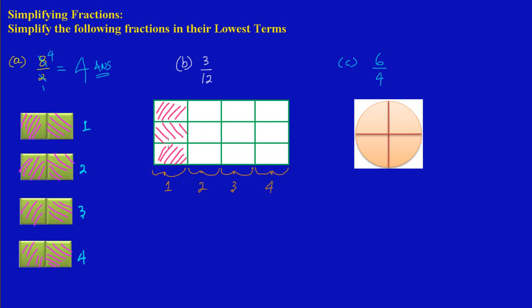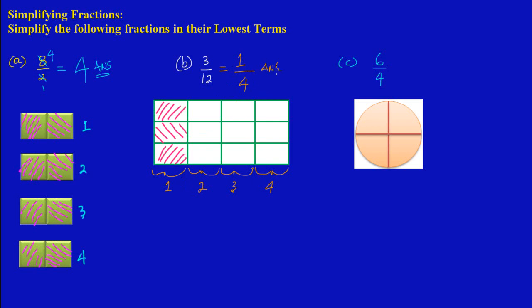I have 1 set, 2 sets, 3 sets, and 4 sets of 3's. However, I have shaded 1 out of 4 sets of 3's. So I can simply say that since I've shaded 1 set of 3's, I am speaking about 1 set. And remember, what we're speaking about goes in our numerator. So I simply say I have one set of 3's out of a total of 4 sets of 3's. Okay, and that's my answer.